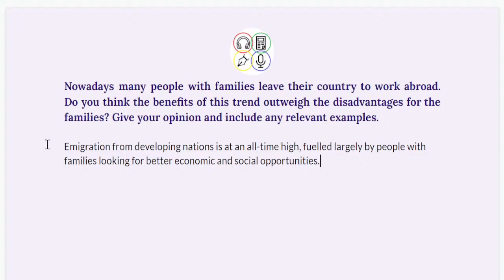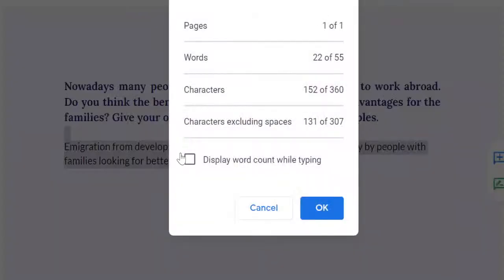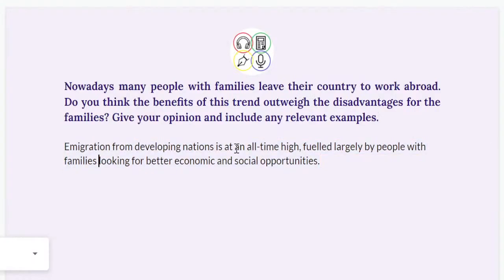Okay, this looks good. I feel like it might be a bit too small. I don't know. Let me just check the word count. I'm going to keep this on. Okay, well, that's fine. Migration from developing nations is at an all-time high, fueled largely by people with families looking for better economic and social opportunities for themselves and their loved ones.